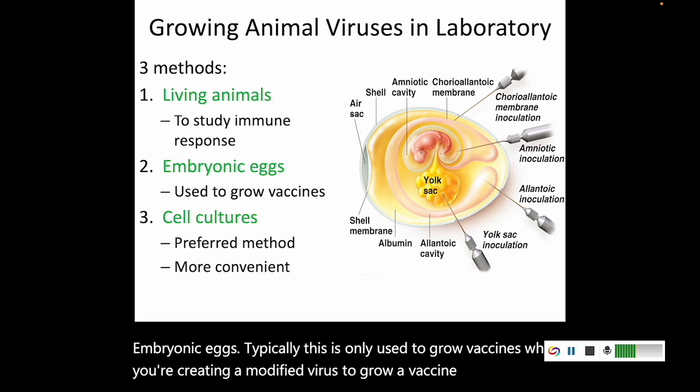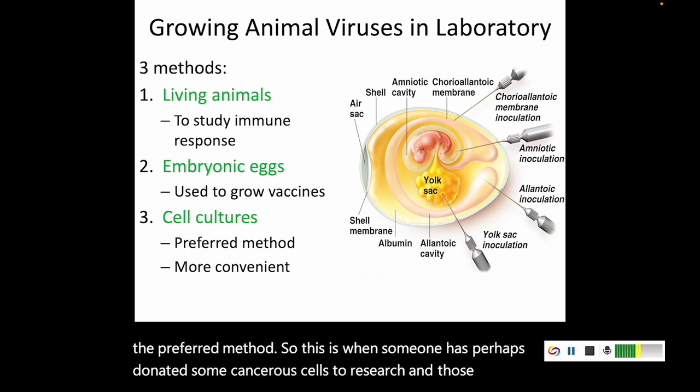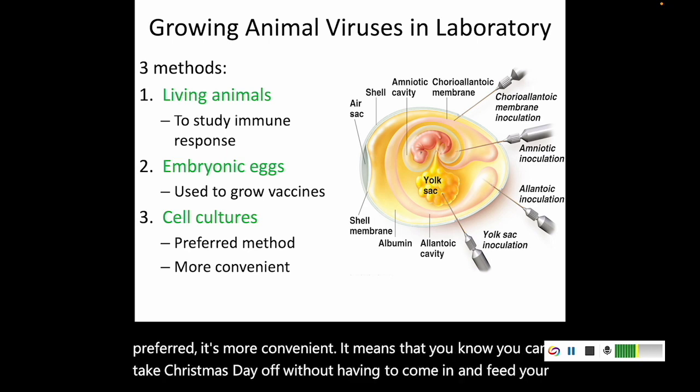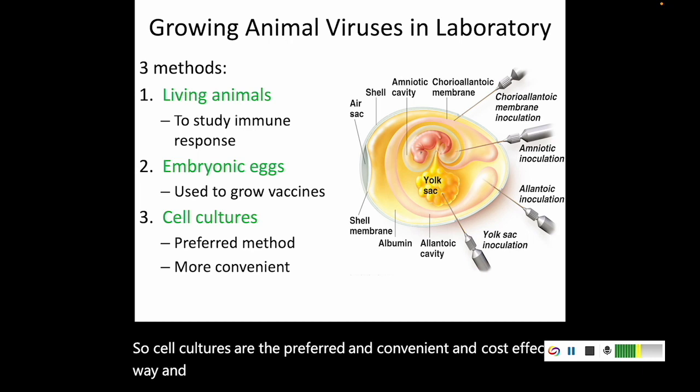Cell cultures are the preferred method. This is when someone has perhaps donated some cancerous cells to research, and those cancer cells can just be propagated continually in a culture tube. So it's more preferred, it's more convenient. It means you can take Christmas Day off without having to come in and feed your animals. So cell cultures are the preferred, convenient, cost-effective, and emotionally and morally better way to grow most viruses for research.